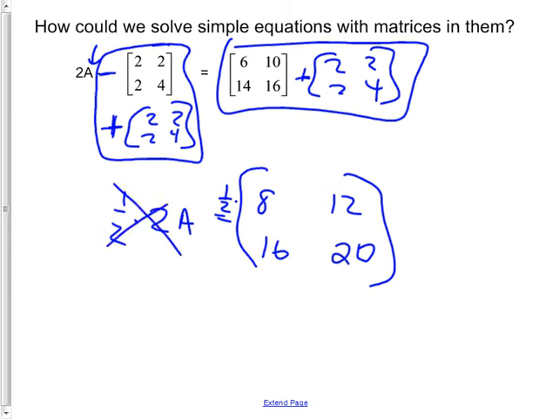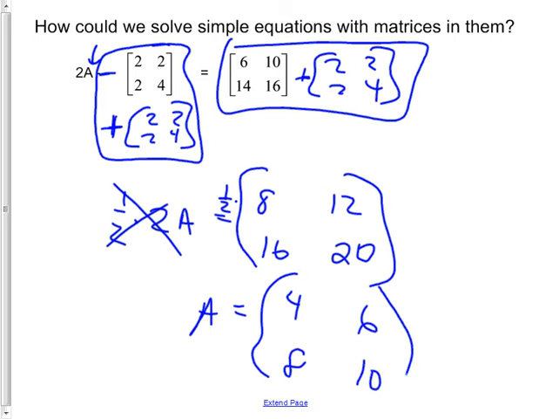Yay. And if you can just simply multiply everything in there by 1/2, you'll have it. This is called scalar multiplication. When you just multiply by one number, it's super easy. So 1/2 times 8, 4. 1/2 times 12, 6. 1/2 times 16, 8. 1/2 times 20, 10. There is the answer matrix.